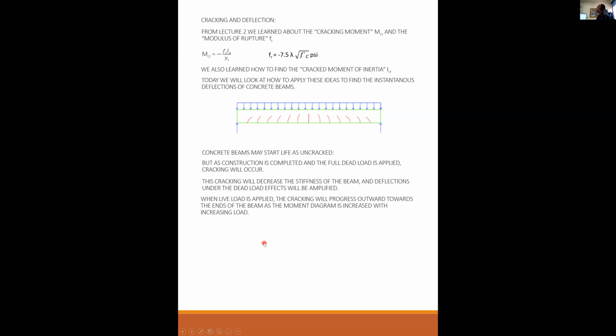When a live load is applied, the cracking will progress outward towards the ends of the beams as the moment diagram is increased with increasing load. So that is the difference between dead load cracking and live load cracking. The cracks don't get closer together, they just progress higher up and you get more of them out towards the end of the beam. Cracking and other serviceability issues are always evaluated with service loads, not factored loads. W_DL and W_LL are used instead of W_u.